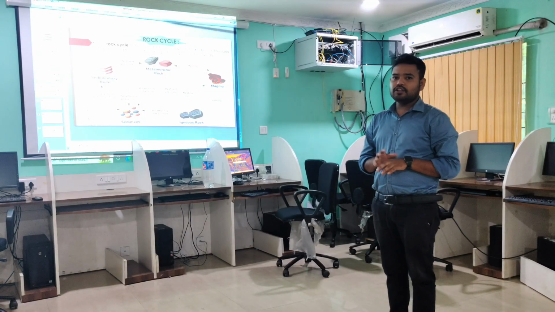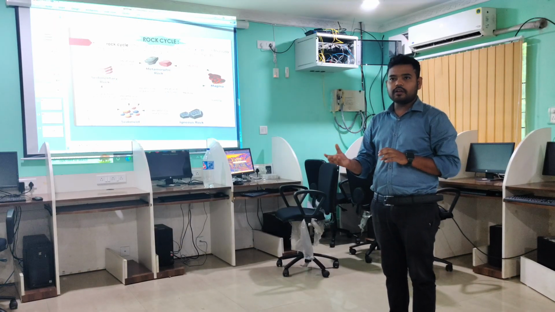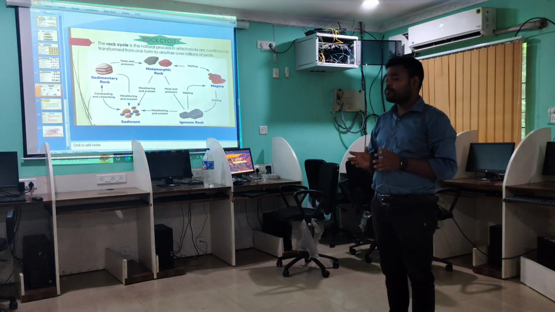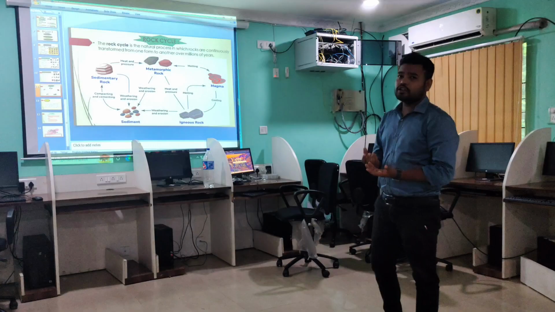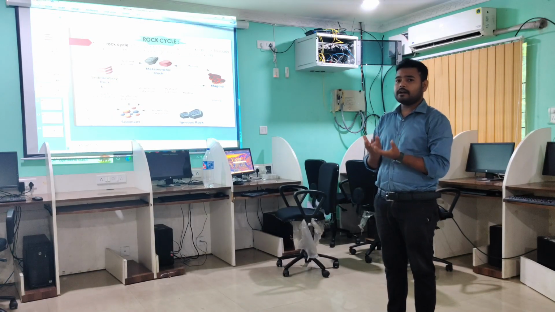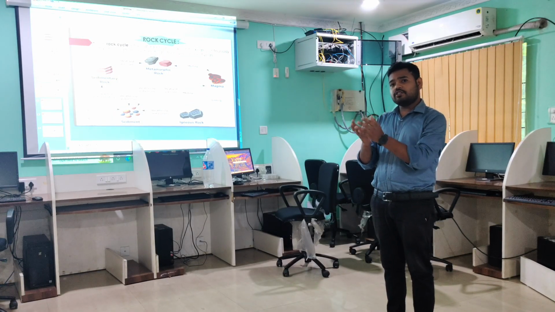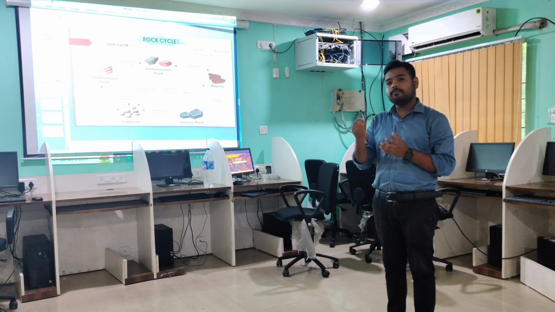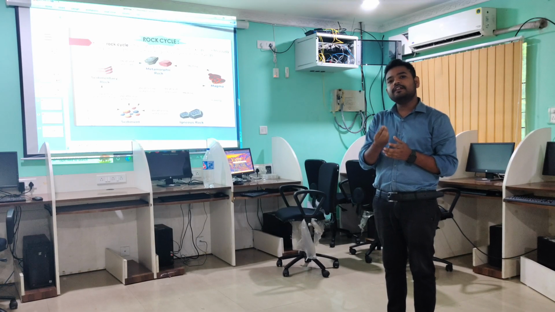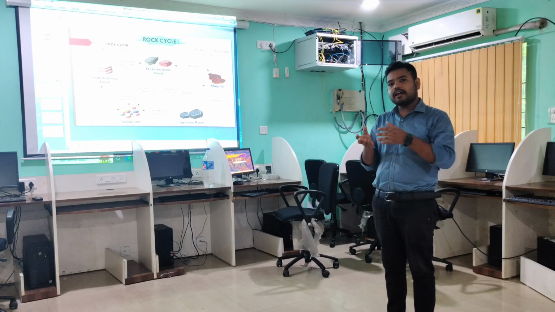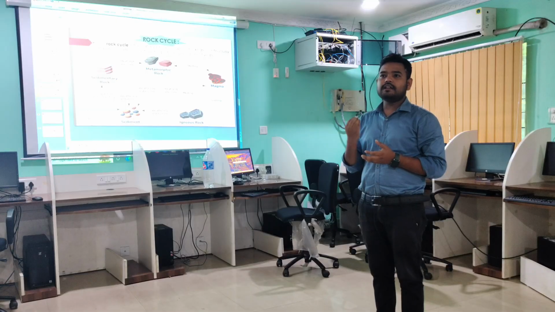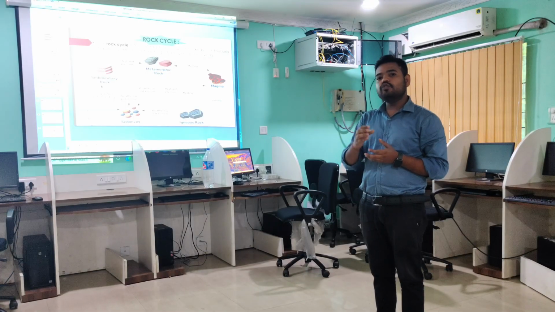The first rock is igneous rock, the second rock is sedimentary rock, and the tertiary rock is metamorphic rock. First, igneous rocks are formed from the consolidation, cooling and solidification of magma or lava. Then weathering and erosion processes break down the igneous rock to form different sediments. The sediments accumulate, and the diagenesis and lithification processes are involved to form a sedimentary rock.